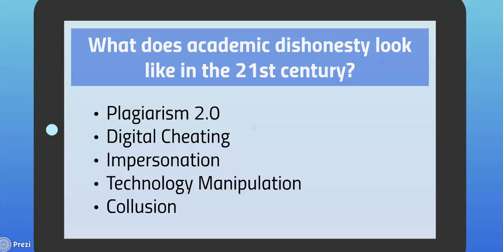Collusion is working jointly with others when it is not permissible or when the instructor does not authorize working in a group. Students have a hard time distinguishing between collaboration and collusion, so clearly more education on the difference is needed for young learners.